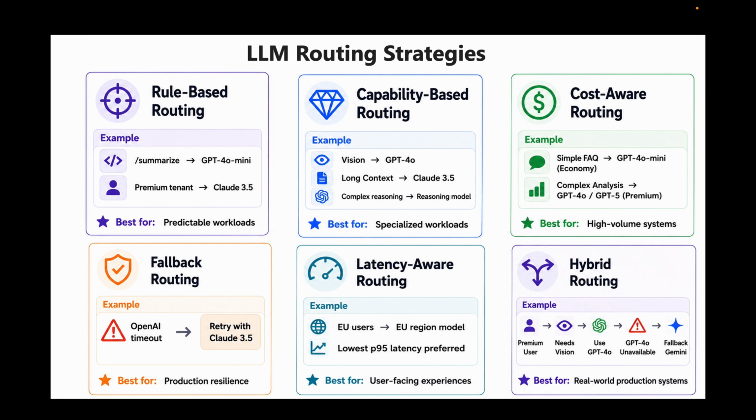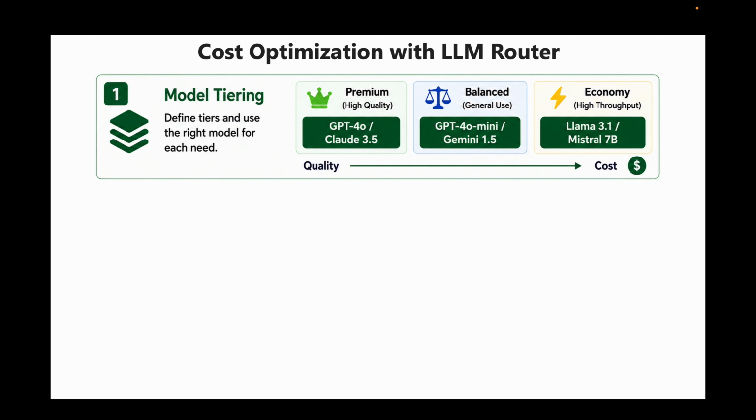And in reality, these are not competing strategies. Most production systems evolve towards hybrid routing by combining policies, capabilities, cost, latency, and availability to make the best decision for each request. Let us see how an LLM router can help with optimizing the cost of an AI application.